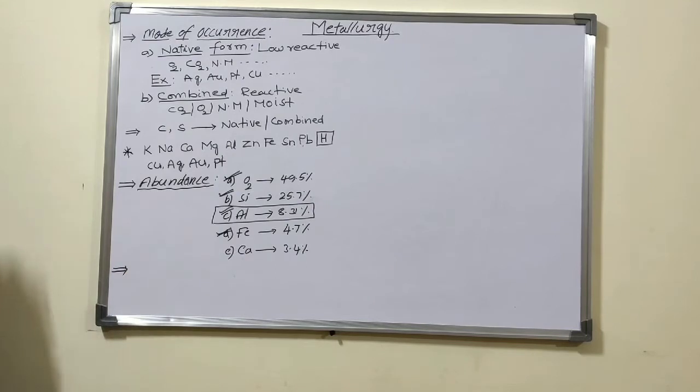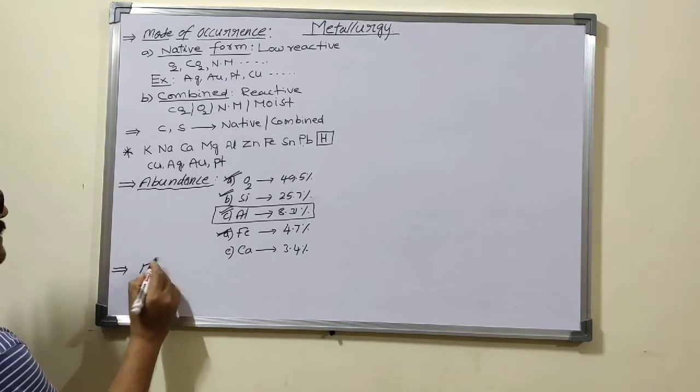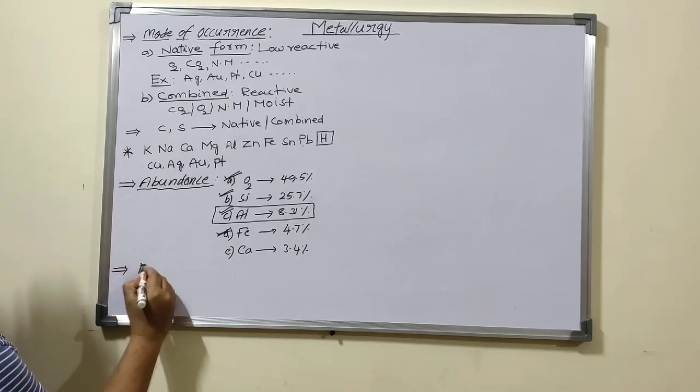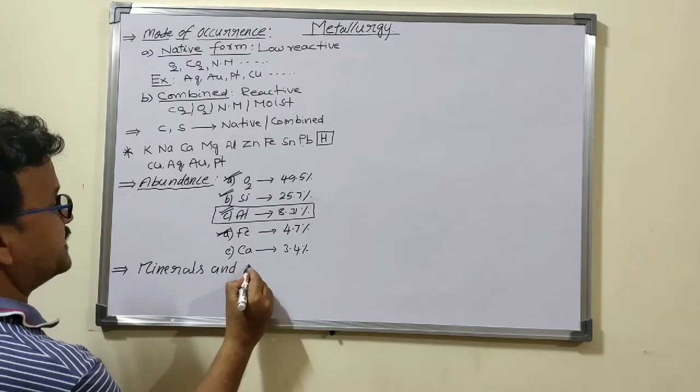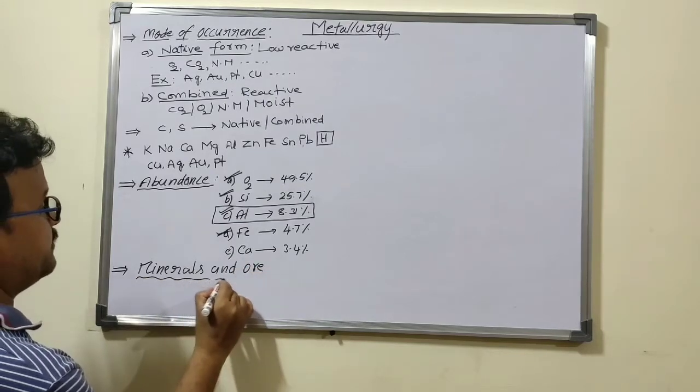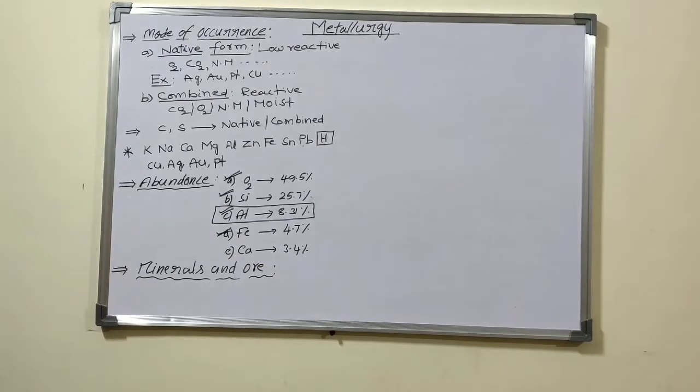Generally, elements occur in the earth crust in the form of minerals and ores. What is meant by mineral and ore? Let me first explain what a mineral is. A mineral is a naturally occurring chemical substance in which metal occurs in the earth crust.